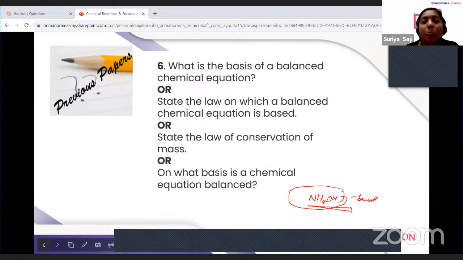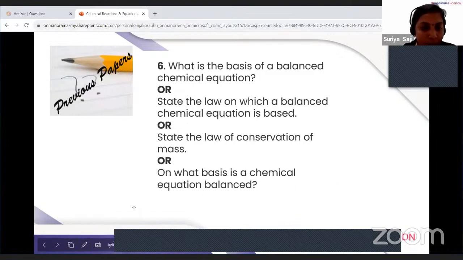The sixth question was, what is the basis of a balanced chemical equation? State the law on which a balanced chemical equation is based, or state the law of conservation of mass, or on what basis a chemical equation is balanced. We will take a chemical equation, for example, a simple one: the formation of water.